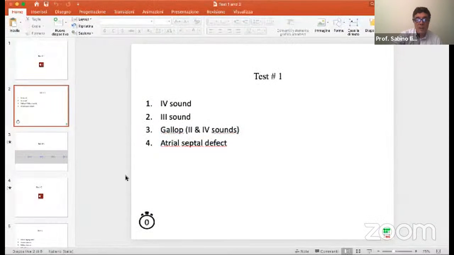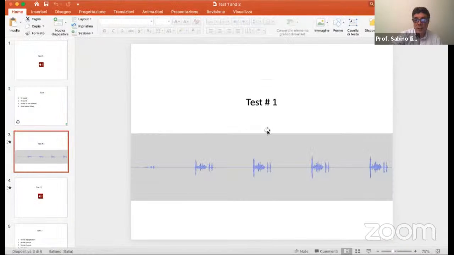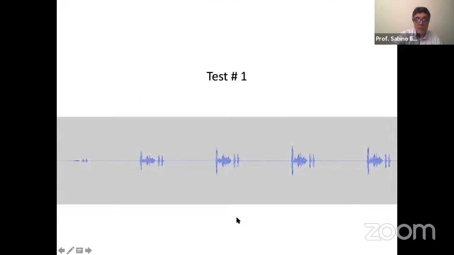And okay, this is the result of the test. The large majority of those that took the test were convinced among 2 possibilities, either the 2 sounds, let's say, or atrial septal defect. So let's return now to the poll. Okay, so this is the explanation, and this is the phonocardiogram.